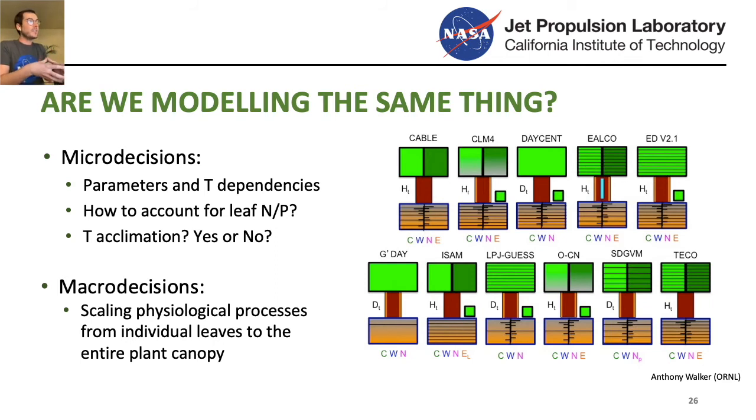And then we have the macro decisions, where I call the macro decisions how do we scale up the Farquhar model? So do we simply put a leaf on top of another? Or how do we go from a leaf to a canopy? And as we can see, all these models are trying to go from a leaf to a canopy. Some of them use the sunlit and shaded. Some of them use a layered canopy. And so the macro decisions also differ among these models.